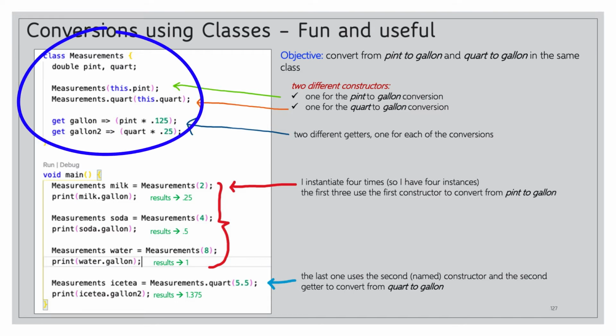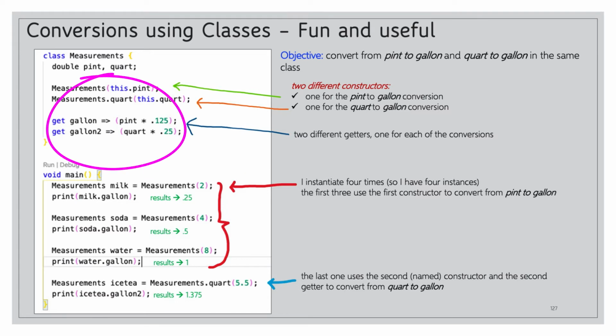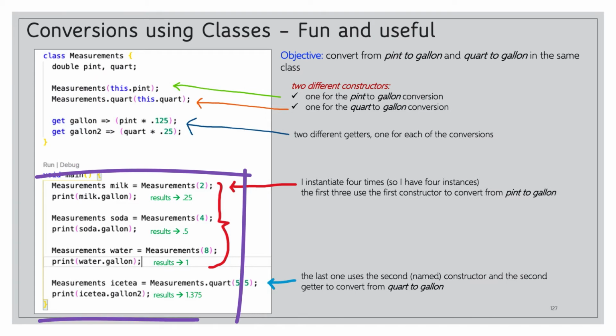So here is our class called measurements. We have two different constructors. One is for converting pints to gallons, and the other, measurements.quart, is for converting quarts to gallons. So then I have two different getter functions, one for each of our conversions. Down here, I instantiate 4 times, so I have 4 instances. The first 3 use the first constructor to convert from pint to gallon. The bottom one uses our second named constructor, measurements.quart, to convert from quart to gallon.